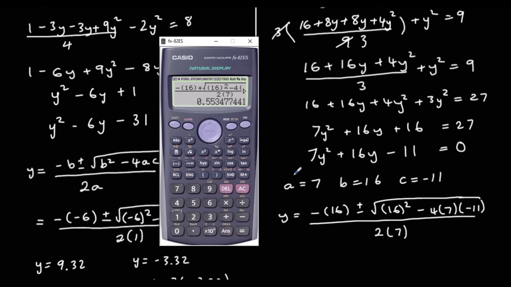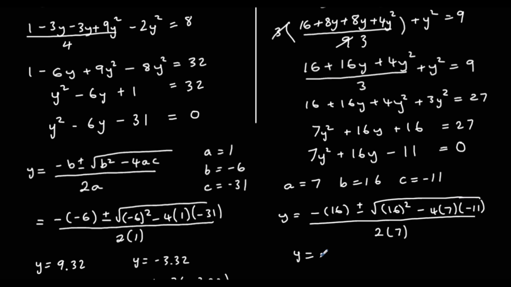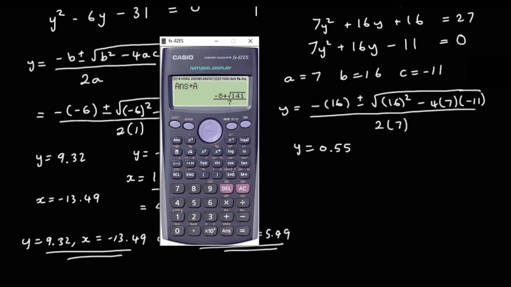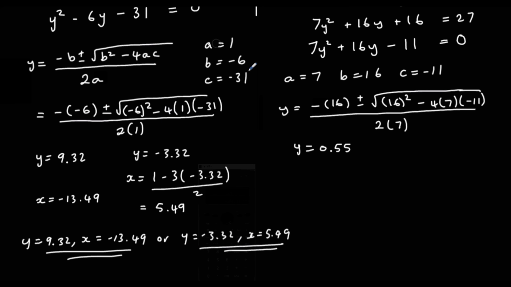So that's 0.55 to 2 decimal places. I'm going to store that as A. So y is 0.55, or if we change the plus to a minus, we get negative 2.84.